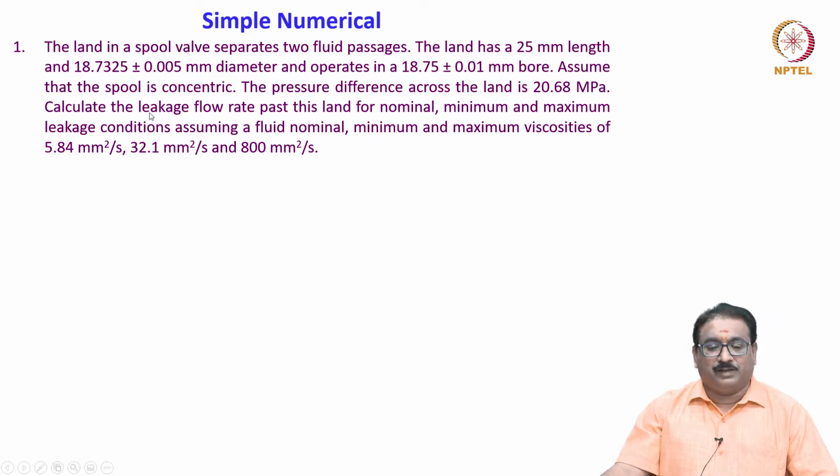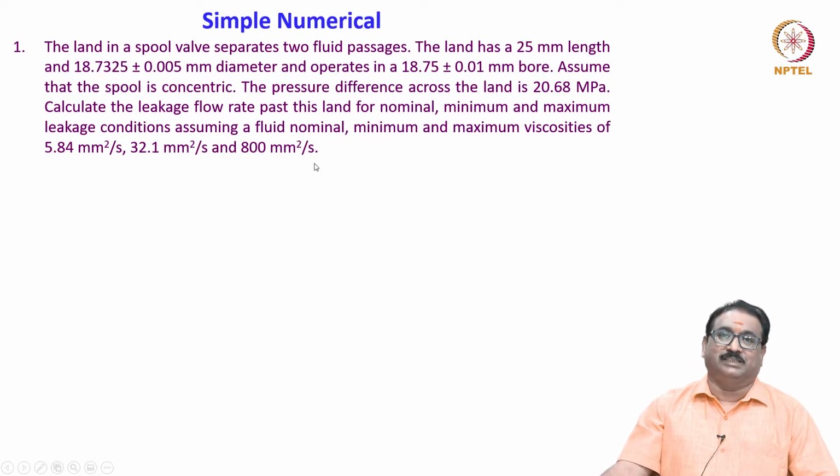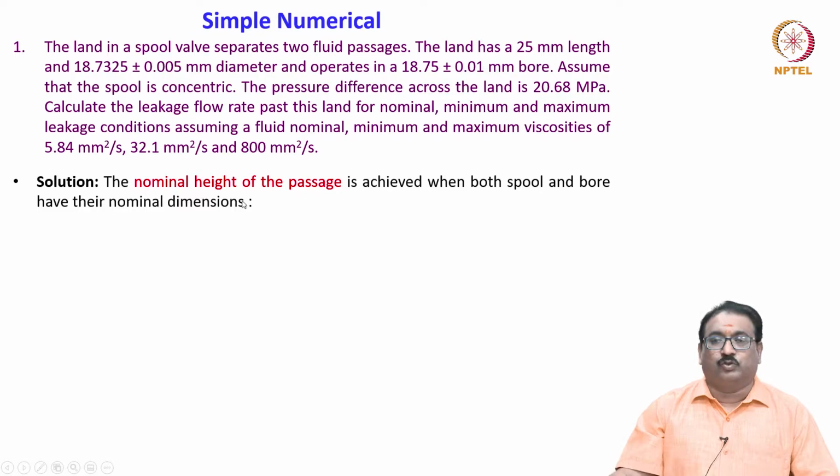Calculate the leakage flow rate past this land for nominal, minimal and maximal leakage conditions, assuming a fluid nominal, minimum and maximum viscosities of 5.84 mm square per second, 32.1 mm square per second and 800 mm square per second. Kinematic viscosity CST is given. So, solution, how to do it?